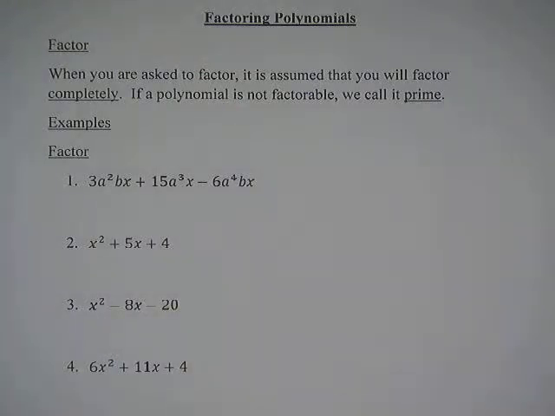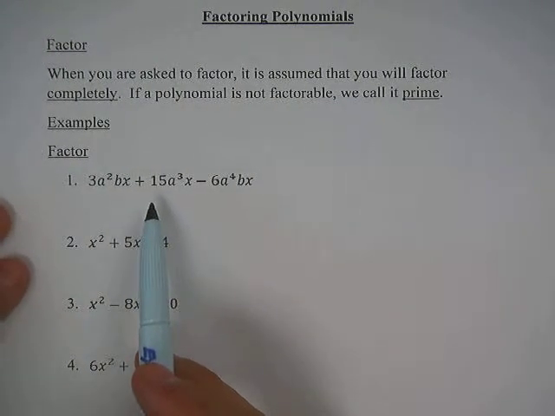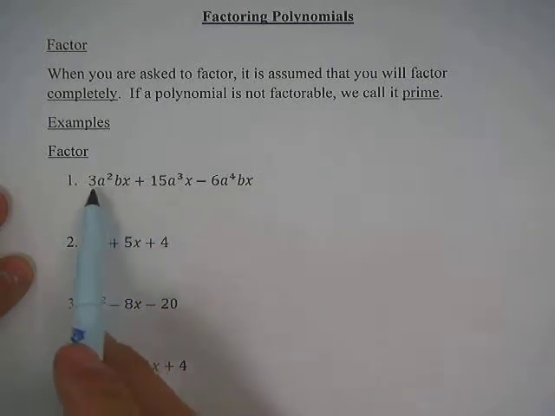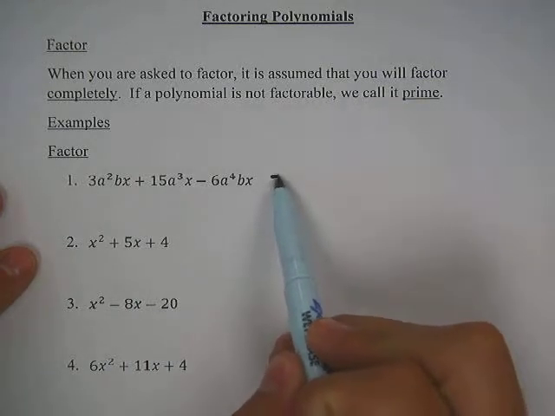And the other thing is that if it doesn't factor at all, we're going to use the word prime to describe it. So let's just jump in here to problem number one. Number one is a good example of monomial factoring, meaning that I'm going to look at all of these terms and I'm going to determine a monomial that I can factor out.